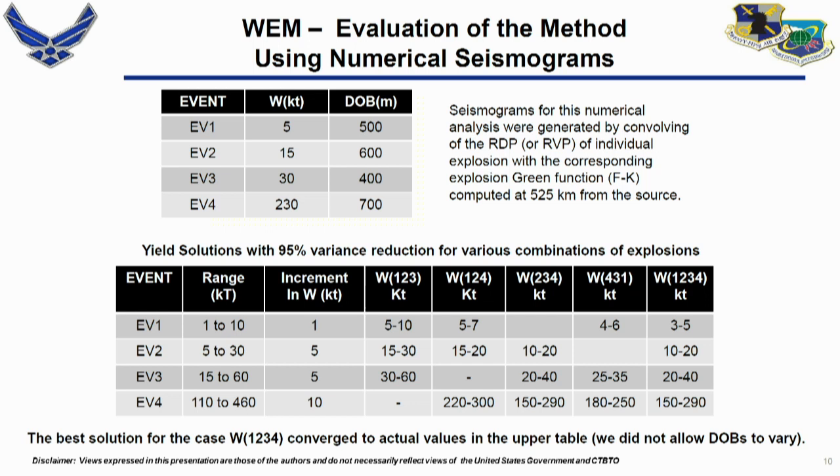I am showing you the solution between three events, 1, 2, 3, or 1, 2, 4, or 2, 3, 4, or 4, 3, 1, or all four together. And that is the range I get. I do the increment of those yields as 1 kiloton, 5 kiloton, 5 kiloton, and 10 kiloton, because I'm giving a bigger range here and the event is bigger. It takes a long time to complete the whole job.